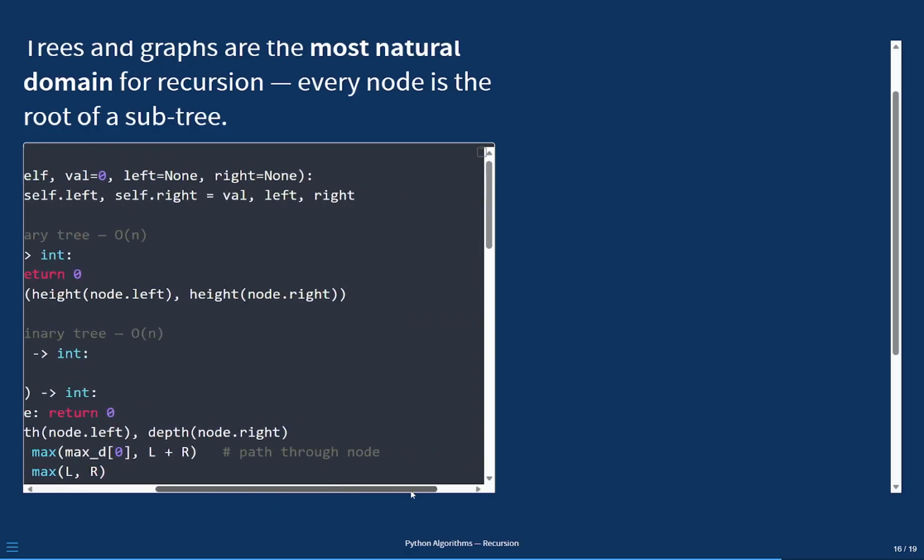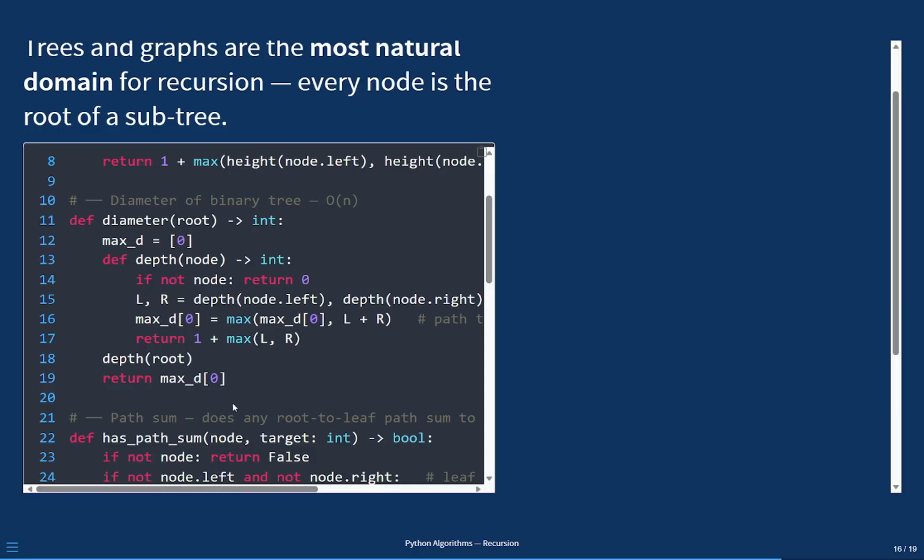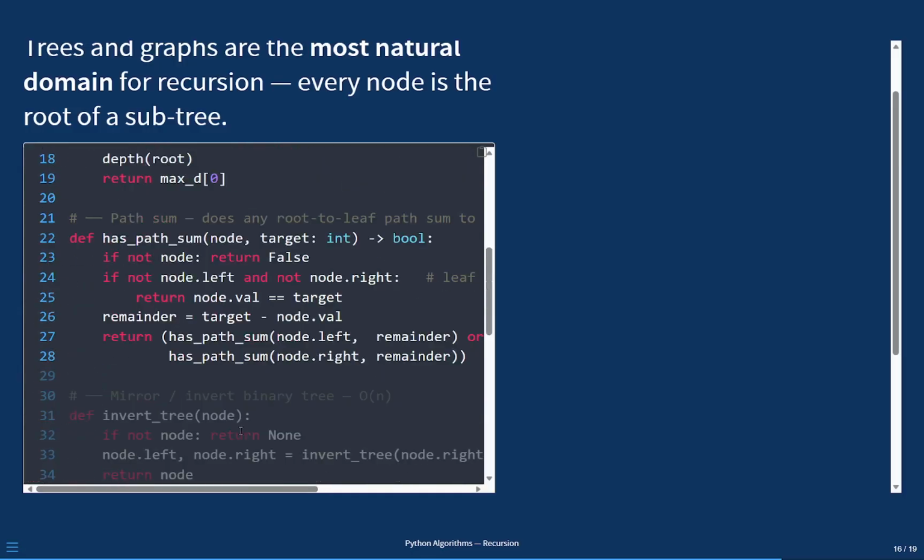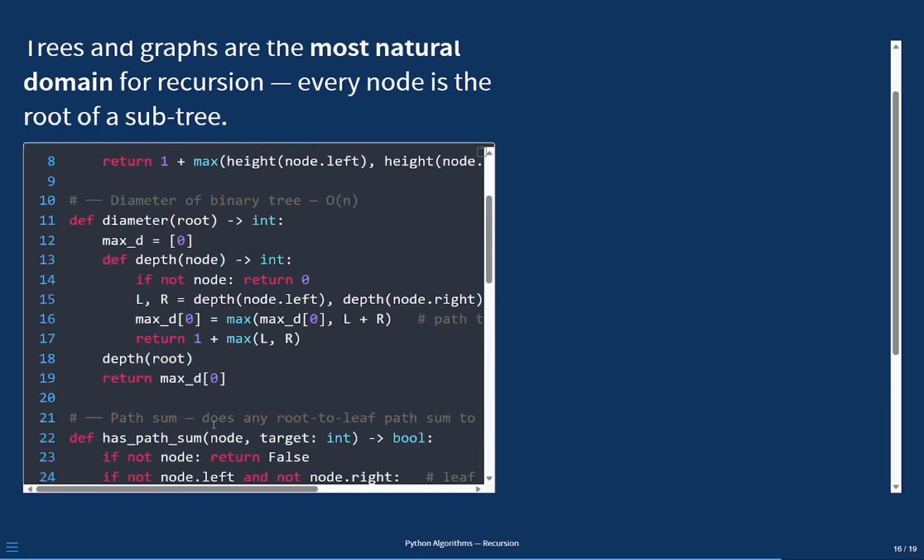Diameter. The diameter is the length of the longest path between any two nodes, which might not pass through the root. The trick: at each node compute the left depth and right depth. The path through this node has length L plus R. Update the global max. Return 1 plus the larger depth for the parent's calculation. One pass through the tree, O(n).